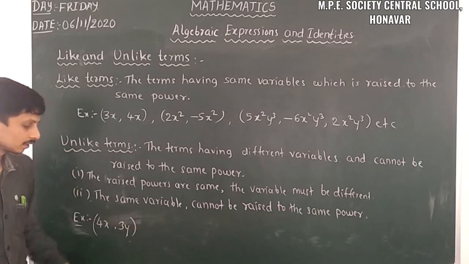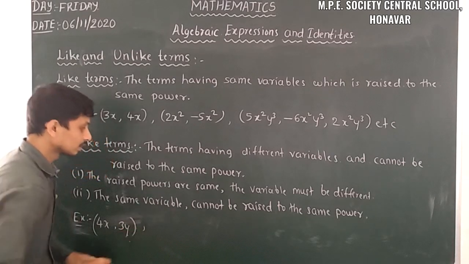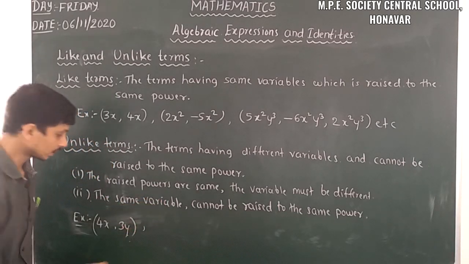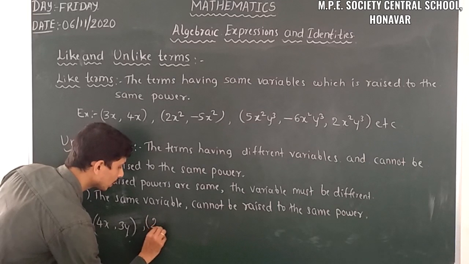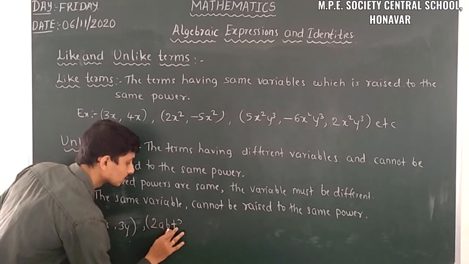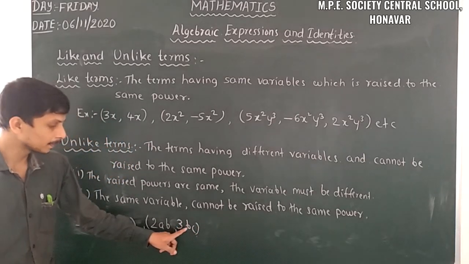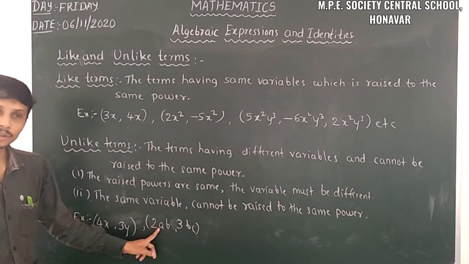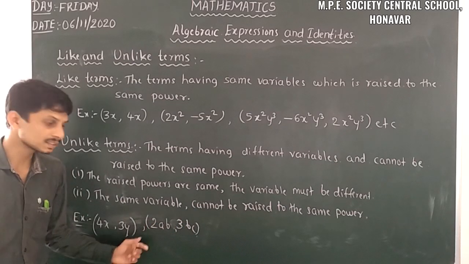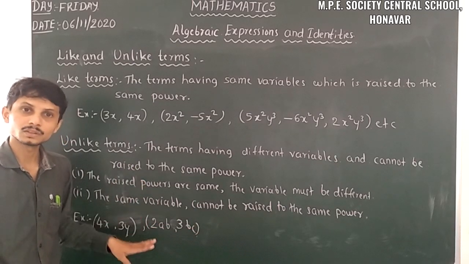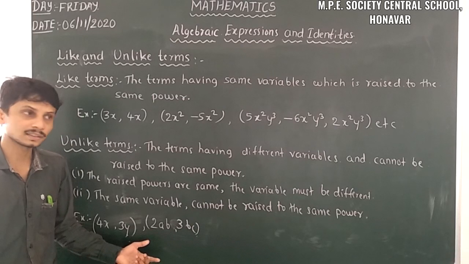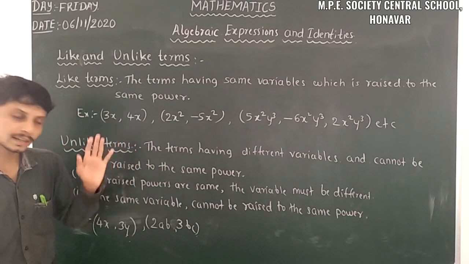The variables are different. And let us take another example, that is, 2ab plus 3bc. Just observe, here b is same, but a is now a and c. So the change is a and c. So that one is also considered as unlike terms.